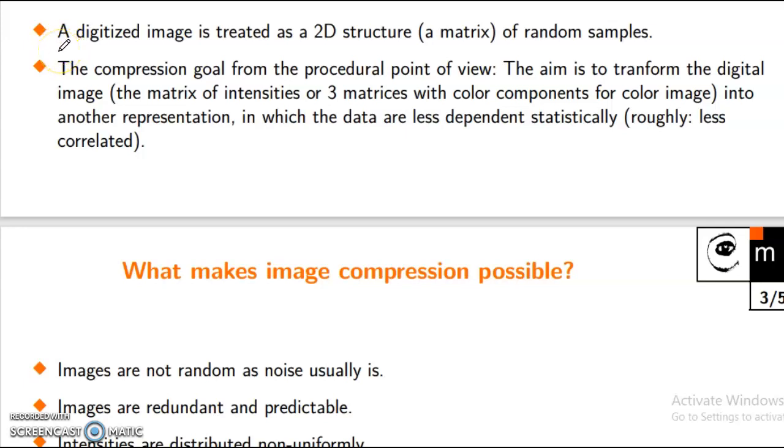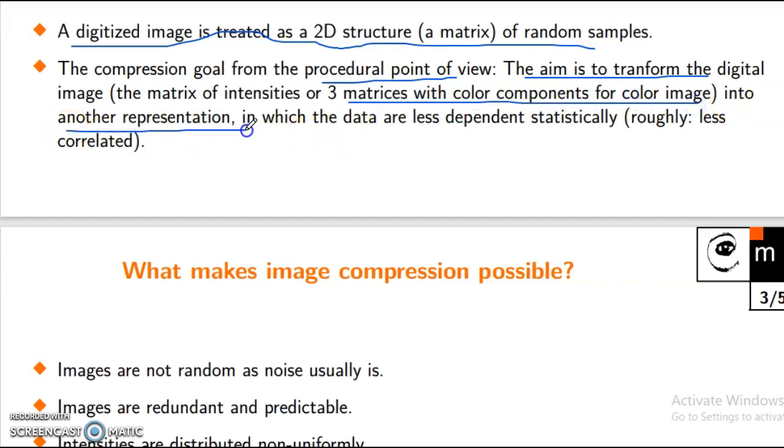Already we have seen for image compression, a digitized image is treated as a 2D structure, a matrix of random samples. The compression goal from the procedural point of view: the aim is to transform the digital image, the matrix of the intensities or three matrices with the color components of a color image, into a representation in which the data are less dependent statistically, roughly less correlated.